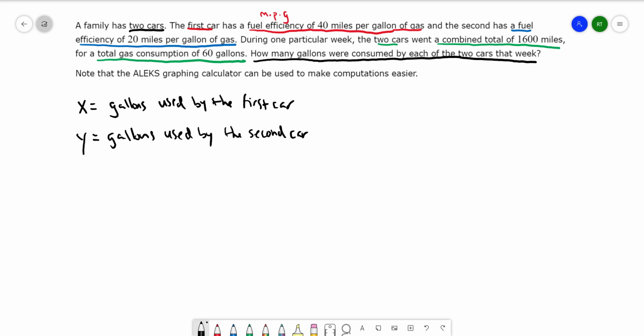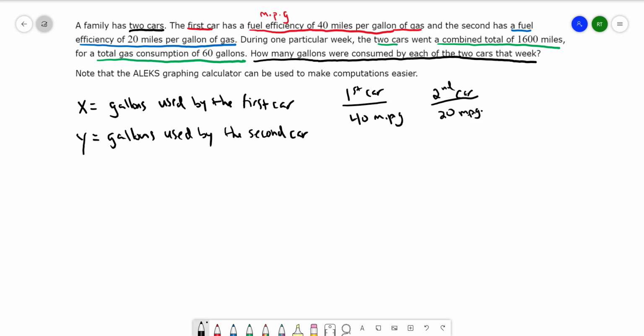Let's go back to our notes and figure out what we underlined one more time. In the second sentence, it says the first car has a fuel efficiency of 40 miles per gallon. So I'm just going to put first car is 40 miles per gallon. And then the second car is 20 miles per gallon.